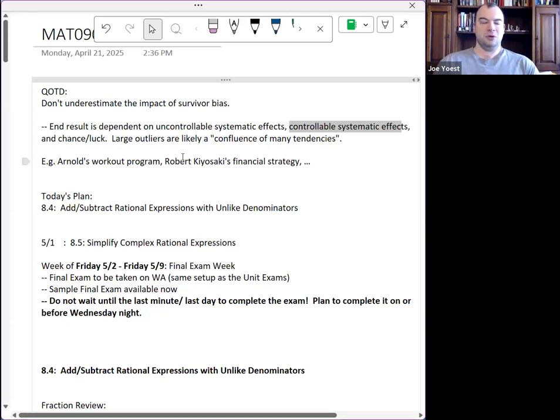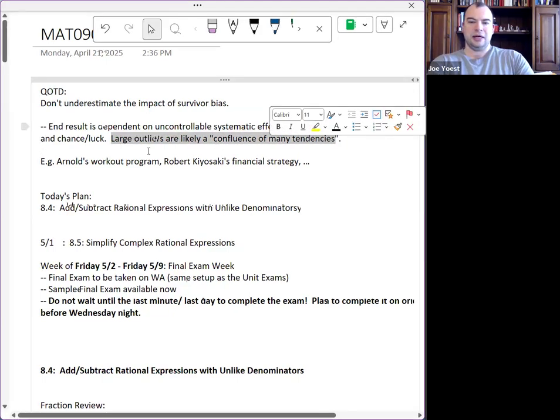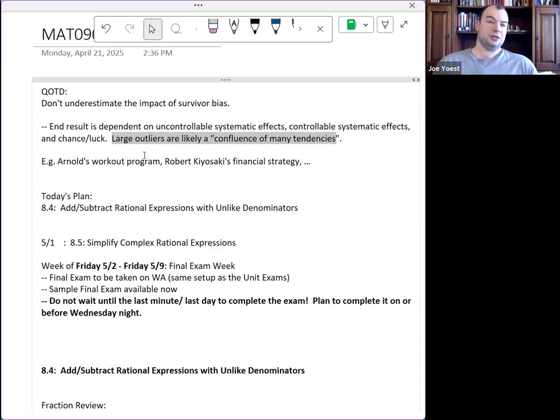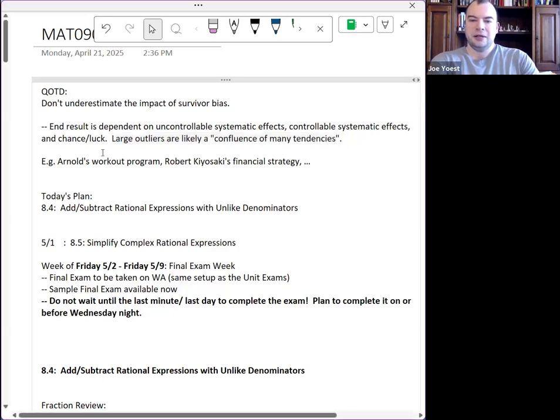Or, what career choices do you make? How do you choose what places to interview with? Things like that. And then, of course, there's always a component of chance or luck as well. And as Charlie Munger would say, these large outliers are likely a confluence of many tendencies. It's likely that a lot of different things, controllable and uncontrollable, came together to produce a large outlier.